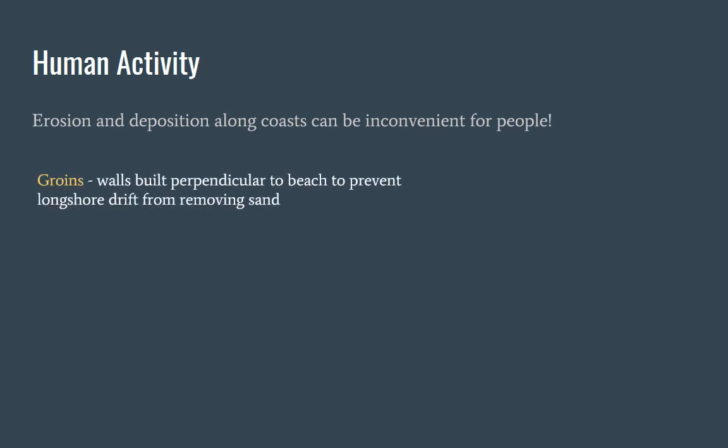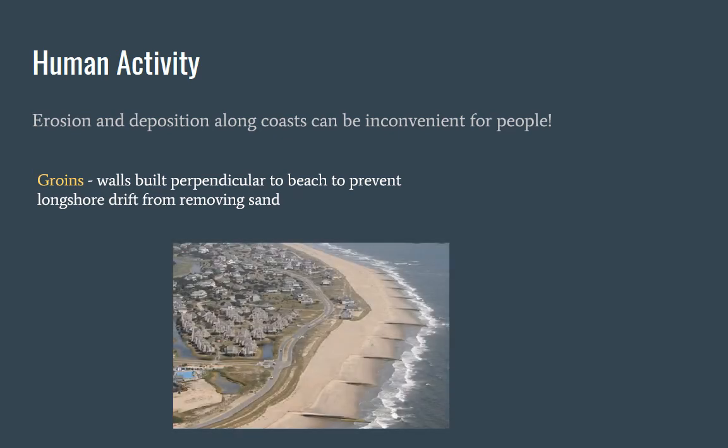A groin is a wall that's built perpendicular to the beach. The whole idea with a groin is that it's trying to prevent the longshore drift, or the longshore current, from moving sand along the beach. This is a picture of, I believe, South Carolina. And you see these features coming out. These are the groins. Sometimes they're made out of sand bags. Sometimes they're more permanent hard structures like concrete or maybe large rocks and boulders.